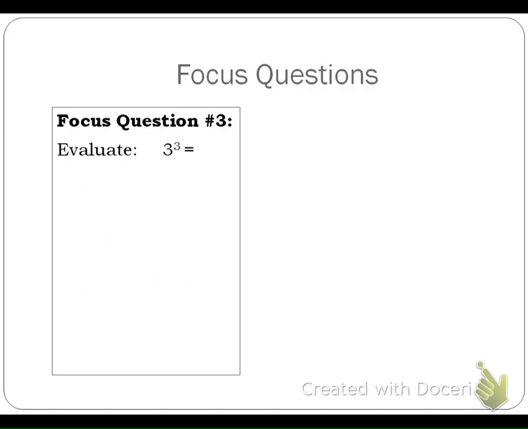You try 3 to the third. If you want to, push pause and then push play when you want to check your answer. 3 to the third, to solve it you would do 3 times 3 equals 9, and then take that 9 and multiply it by 3 one more time to get your 27. So you've multiplied the 3 1, 2, 3 times.